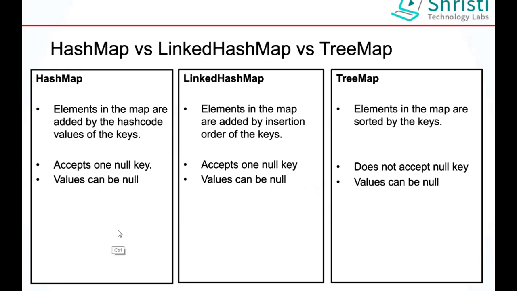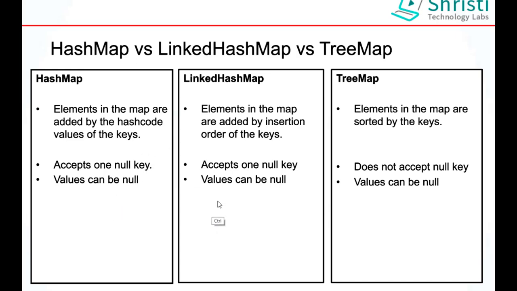Now if you try to compare this with HashSet, there may be questions like what is the difference between HashMap and HashSet. In case of HashMap, the keys are added as per the hash code value. In case of HashSet, the elements are added as per the hash code value. HashMap accepts both null key and null value. HashSet accepts a null value. HashSet implements the Set interface, while HashMap implements the Map interface.